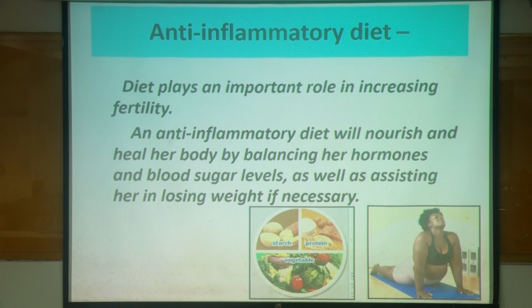Remember, diet plays a very important role in improving fertility. This is like an anti-inflammatory diet. The diet should not be heavy in carbohydrate. It should have equal carbohydrate and protein, and half the plate full of vegetables and greens. This helps very much in balancing her hormones, bringing down the blood sugar levels, as well as assisting her in losing weight if necessary.